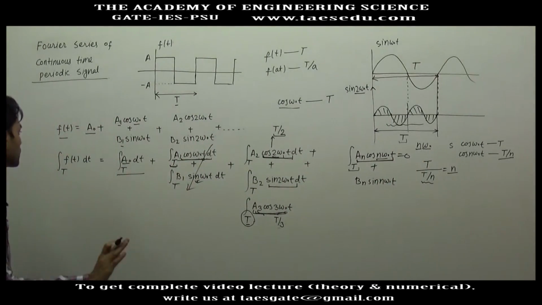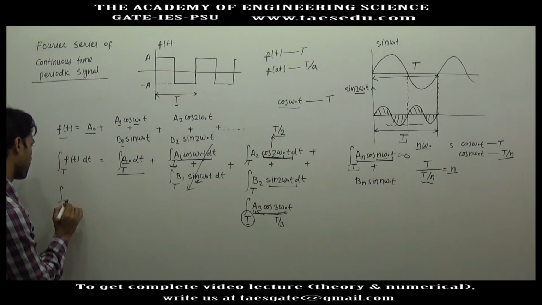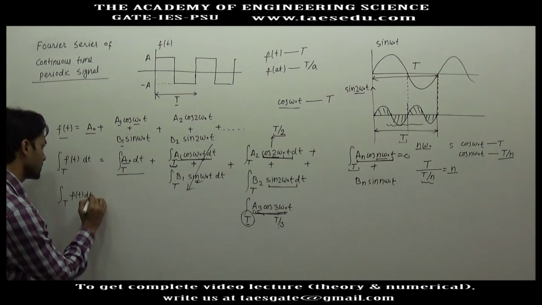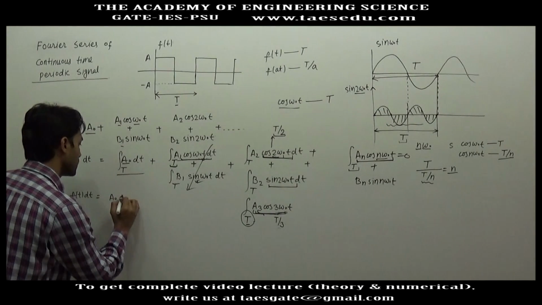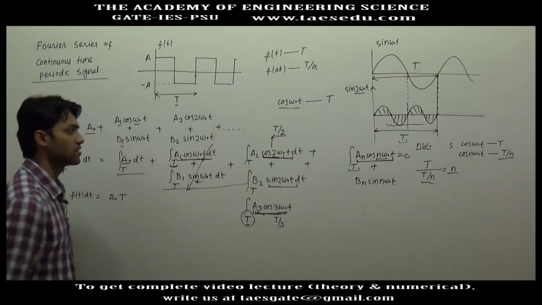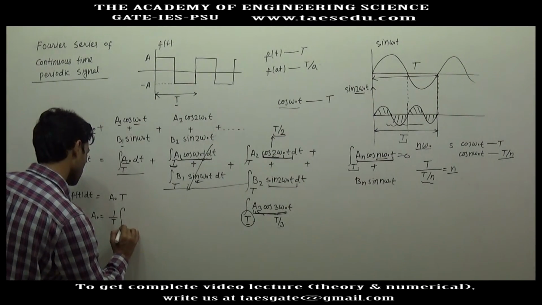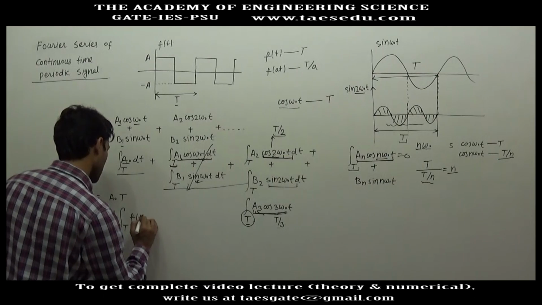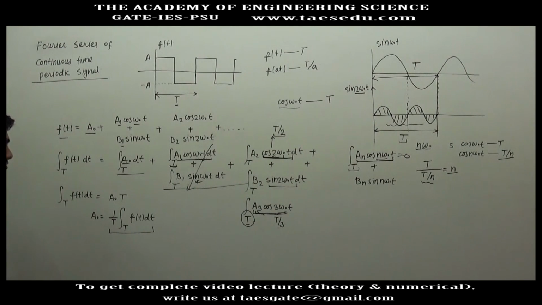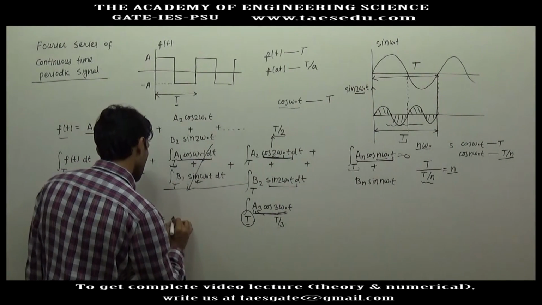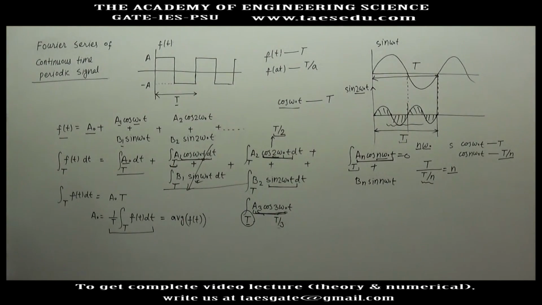So when you integrate both sides, on the left hand side you will have the integral of f(t) dt, and on the right hand side you will have a naught times capital T, and all the rest of the terms are 0. So a naught is 1 by T times the integration over a duration of T of f(t) dt, and this is the definition of the average value of any signal f(t). This is nothing but the average of f(t). So this way we found the value of a naught.